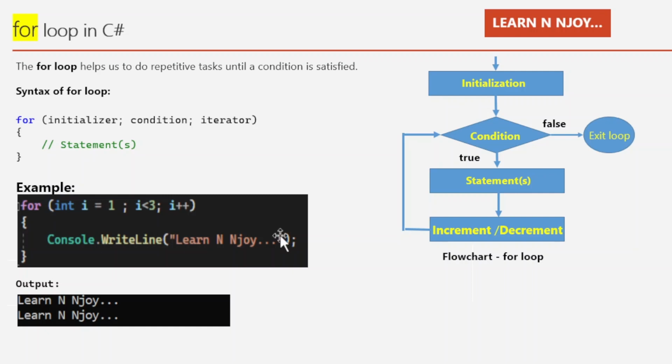Then again it enters into the loop and prints this statement into the console window. After this execution, it reaches the iterator section and increments the i value by 1. So now i becomes 3. Then it reaches the condition section and verifies: is 3 less than 3? The condition turns out to be false, so it exits the loop. If you see the output shown below, it printed "learn enjoy..." 2 times only, right? So that's how the for loop works.